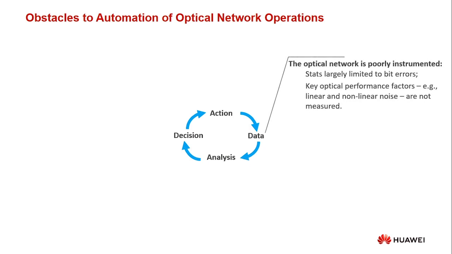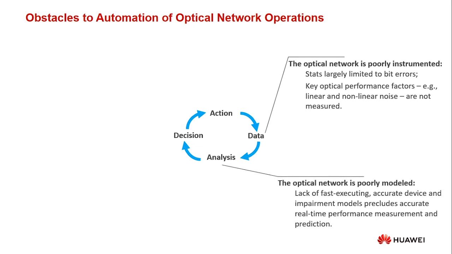So first of all, on the data side, the optical network traditionally is pretty poorly instrumented. I mean, really, our stats collection is bit errors and the key optical performance factors. Yes, ultimately they determine bit errors, but the things we want to look at over a broad range, that give us our modeling supporting information directly, such as linear and nonlinear noise, those things tend not to be measured.